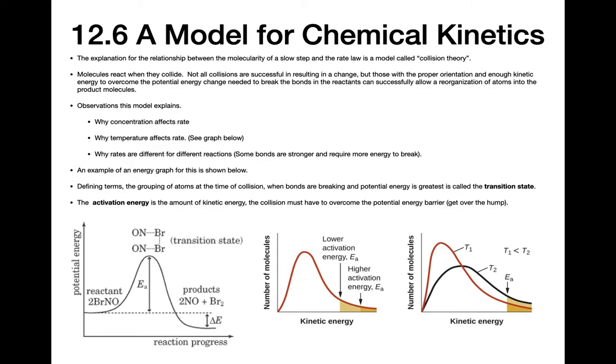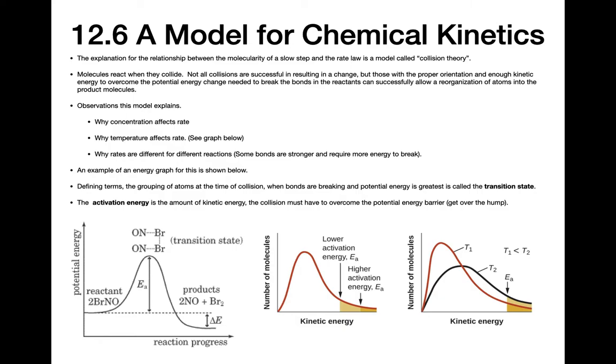Now, that middle graph kind of illustrates that. If we take a look at the right graph, we see two different curves, one for T1 and another for a higher temperature. So notice at a higher temperature, you have more molecules that are going to have enough energy to break the bonds and supply the activation energy needed to get over the hump. And so we're seeing two things here.